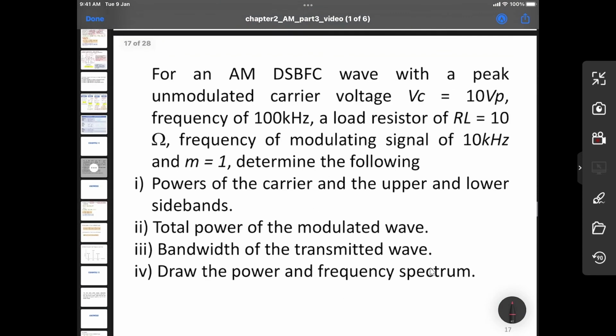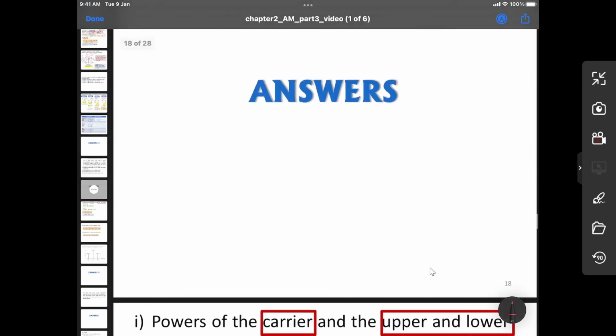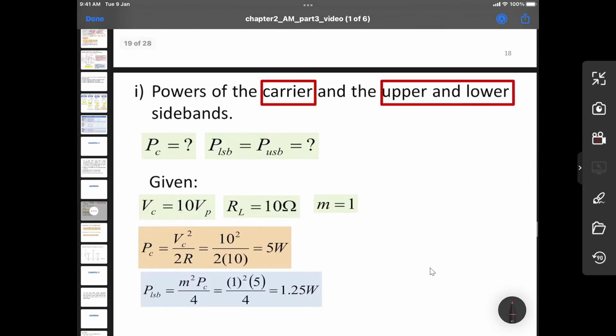Then we move into this example. We go directly into the answer here.